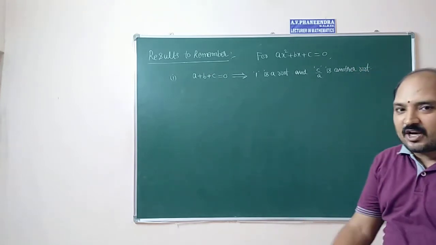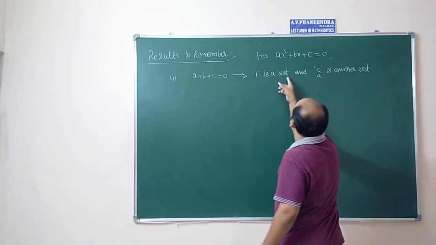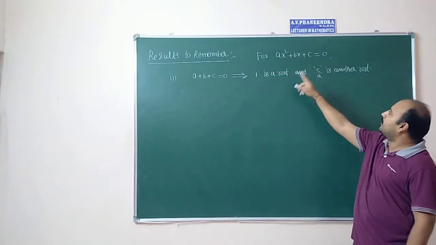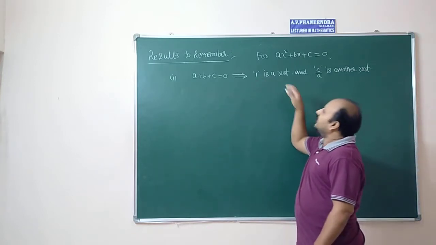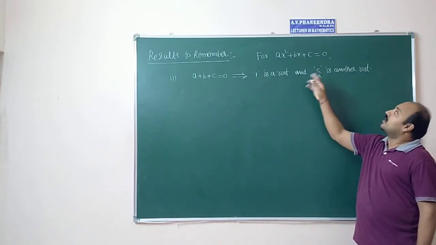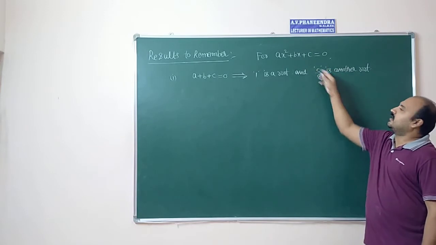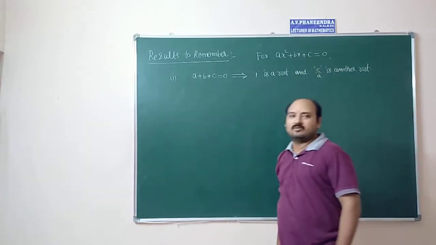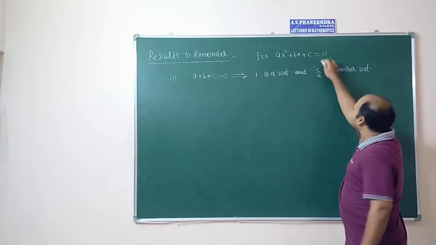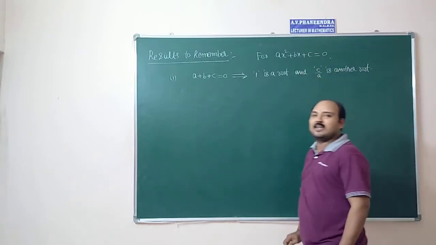A plus b plus c equal to 0 implies that 1 is a root. Clearly x equal to 1 is such a root, so a plus b plus c equal to 0 will come. Whenever 1 is a root, the other root will be c by a, constant term by x square coefficient. Like this you have to remember. That means the product of the roots only, product of the roots is c by a.